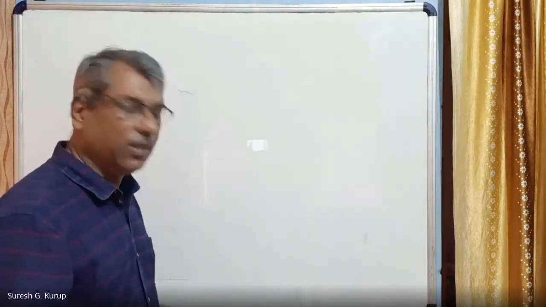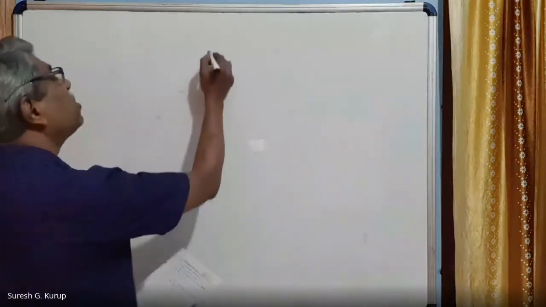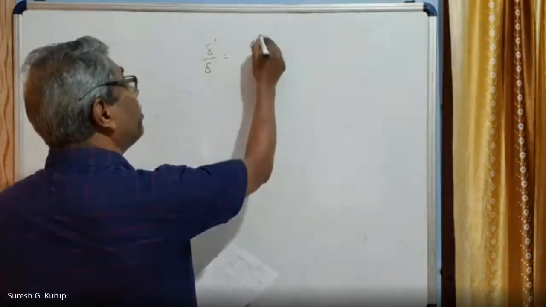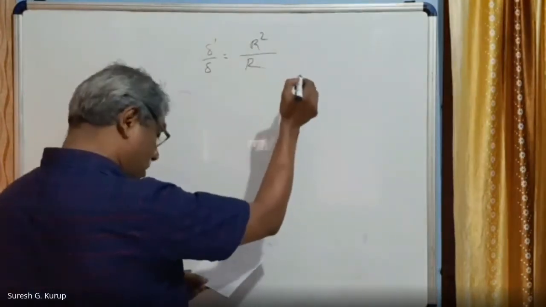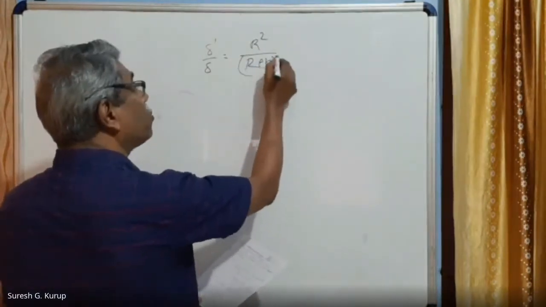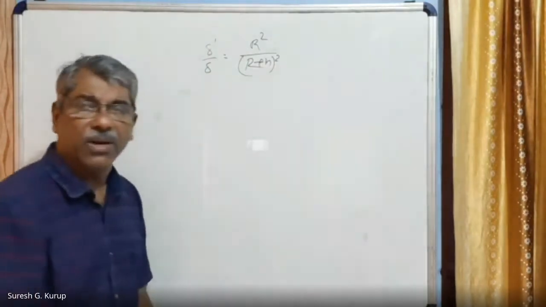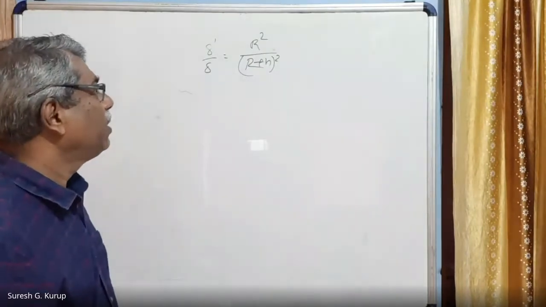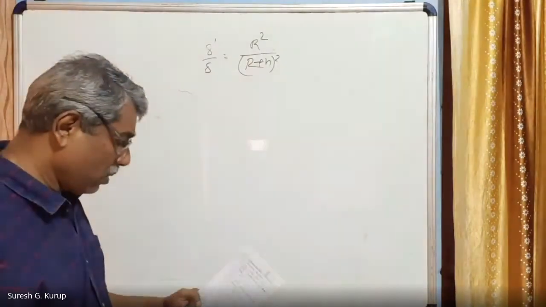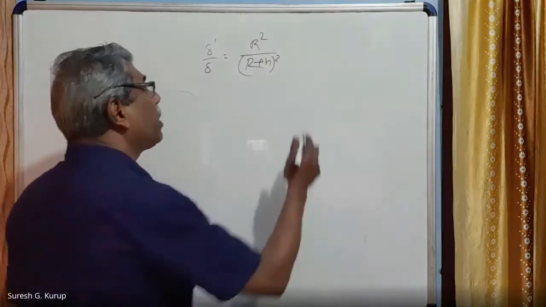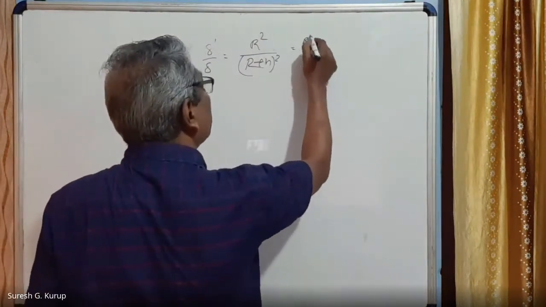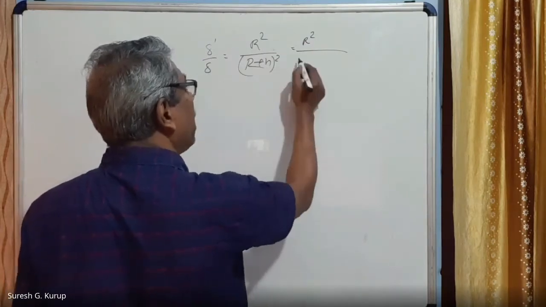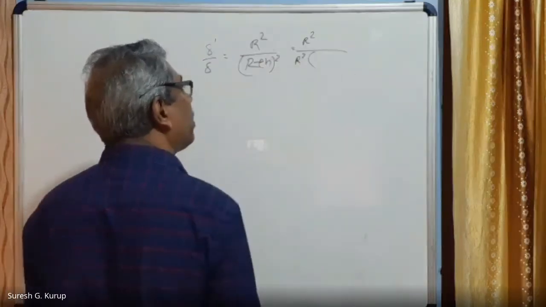There is an expression like this: g dash by g is equal to R square divided by R plus h, the whole square. There is a relation like this in gravitation. When we come to that topic, then you will understand it. Right? This is how it can be operated. R square divided by R plus h the whole square. From the squared part, when R is taken outside, that becomes R square.